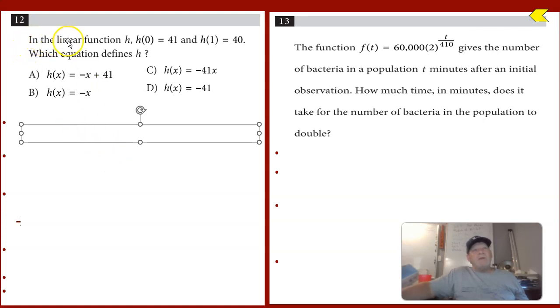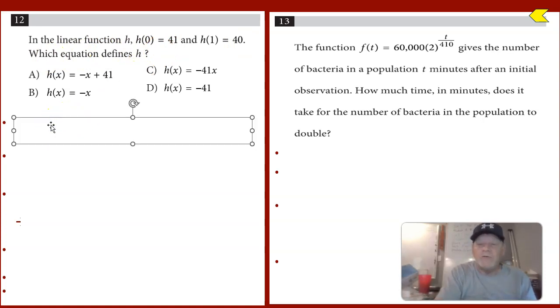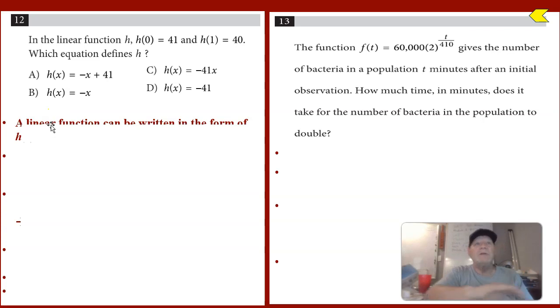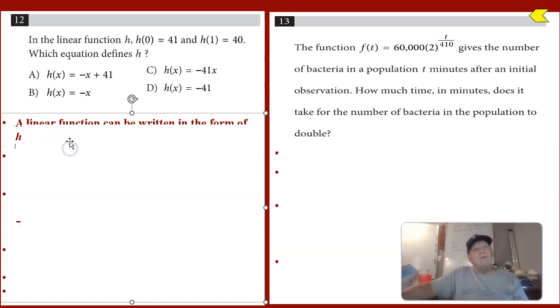So number 12 says, in the linear function, so if you were to graph it, it would be a straight line. That's what a linear function is. H, the function is called H. H of 0 equals 41 and H of 1 equals 40. Which equation defines H? Well, you have to think about a linear function, whose graph is a line.